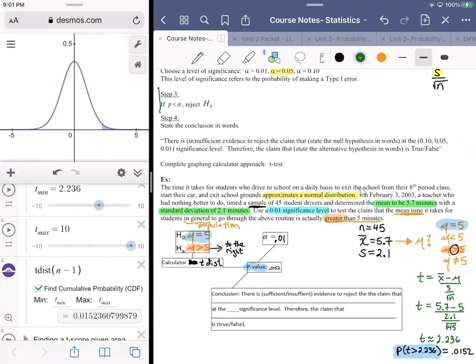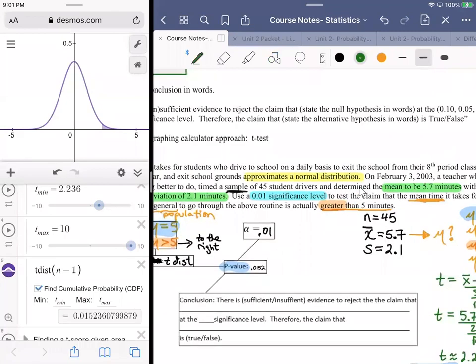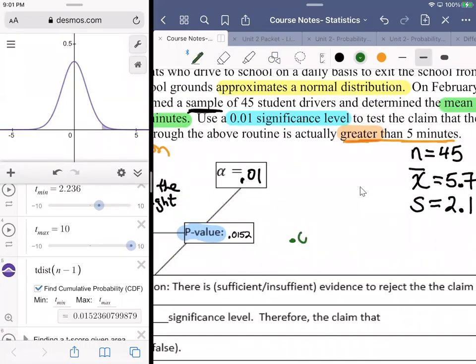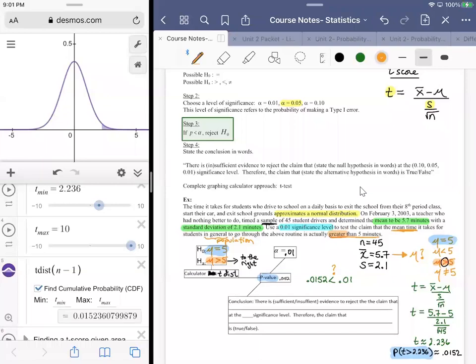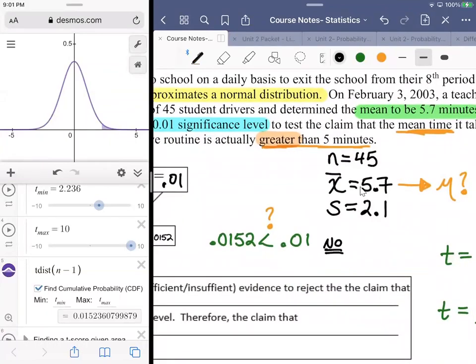So this statement right here, step 3: if the p-value is less than the alpha value, you reject the null hypothesis. So I'm going to compare the p-value, 0.0152, and ask, is that less than 0.01? Put a little question mark above it. If the p-value is less than the alpha value, then I reject the null hypothesis. It's not. I say a big old no here. So I'd say do not reject the null hypothesis.